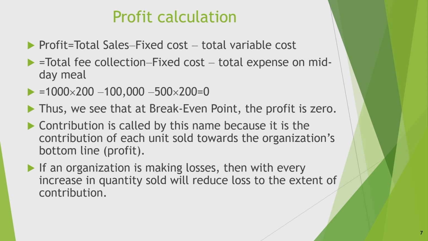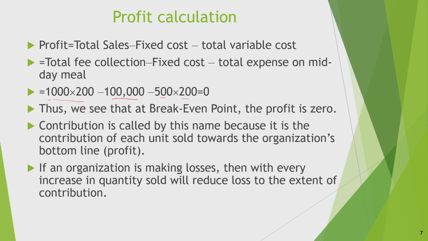Now profit calculation. As I said, profit can also be said to be total sales minus fixed cost minus total variable cost. So total fee collection minus fixed cost minus total expense on midday meal. Total fee collected from 200 students was 1000 into 200, because 1000 rupee fee, 200 students, minus 1 lakh minus 500 into 200. So you see that it becomes 2 lakh, and this becomes 1 lakh minus 1 lakh, which is equal to 0. Thus we see that at break-even point the profit is 0.